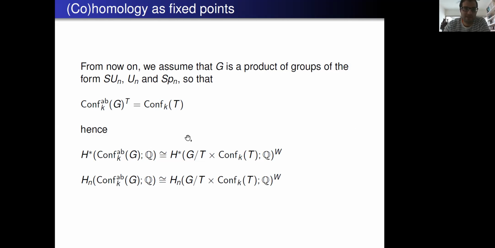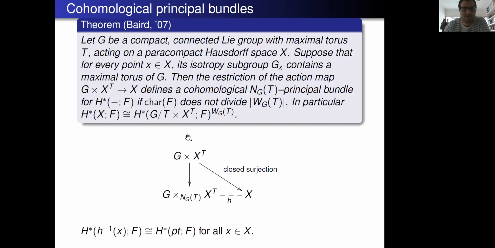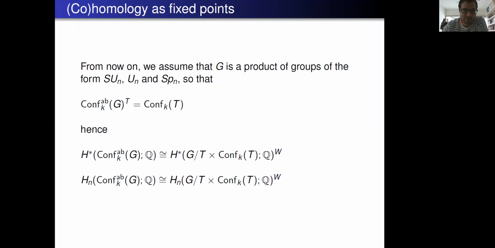Now, why is that? Let me go back a couple of slides. I want that because I want to use the theorem by Baird. And in this theorem, you have the fixed points under the action of X. So I want these fixed points to be the configuration space of the torus. Of course, you could do this in more generality, but you would have to consider these fixed points instead of the configuration space. Now, using Baird's theorem, I can compute the rational cohomology.